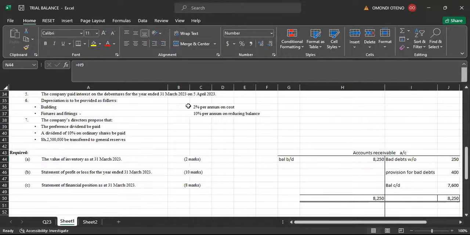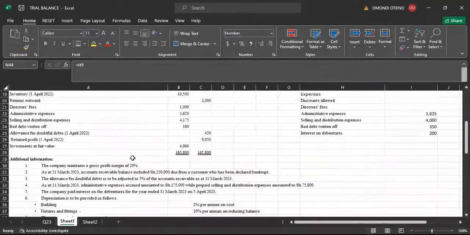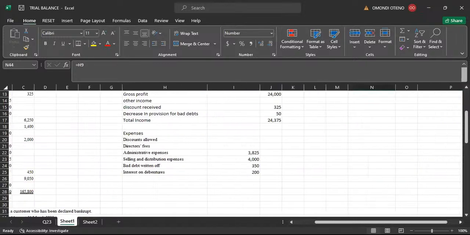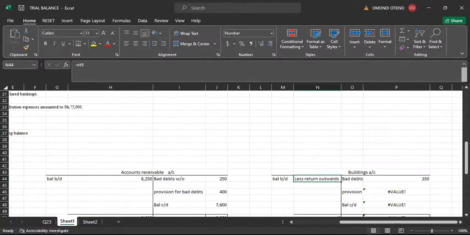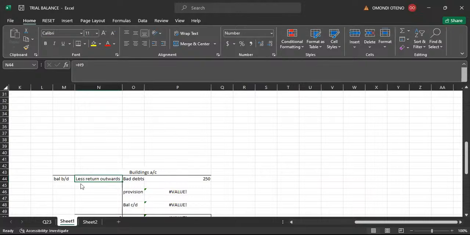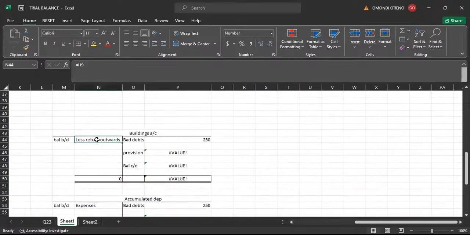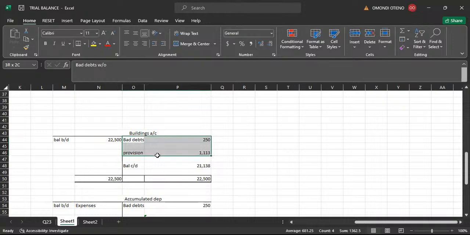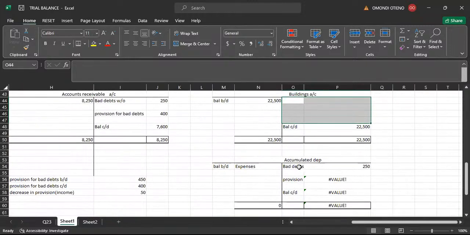Building account, remember the asset here, we are told depreciation is 2% per annum on cost. So if that's a straight line, it will remain constant. It is 2% on cost. It is a constant figure. So it means the value of this asset here, this building at cost is 22,500. It will remain constant all through. So what I need to do is to indicate 22,500. That is the balance brought down. Then balance carried down, because I'm maintaining the account at cost. It will not change. It will be like that for the lifespan of this particular asset.